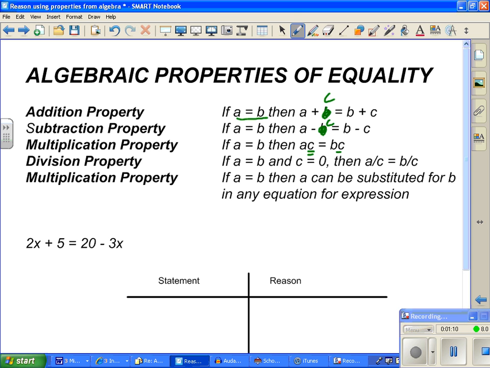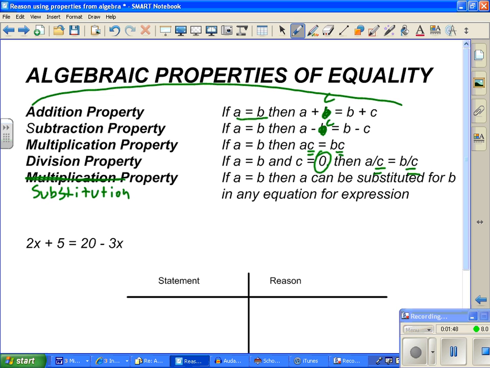Multiplication. I can multiply the same thing to both sides. Division. I can divide by the same thing as long as that thing is not 0, because you're not allowed to divide by 0. Dividing by 0 is undefined. And if A equals B, then you can substitute B in for any A in the expression. Things we've all done before, things we all know how to do. And I didn't copy this down right. This should be substitution.